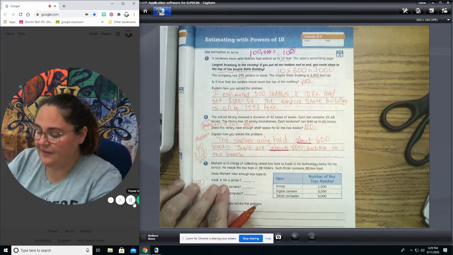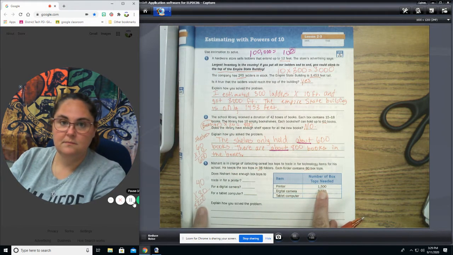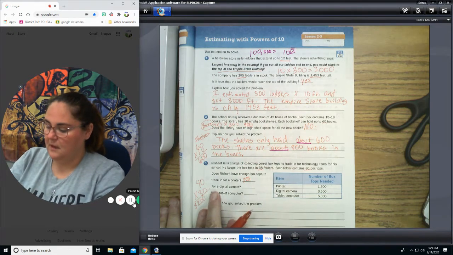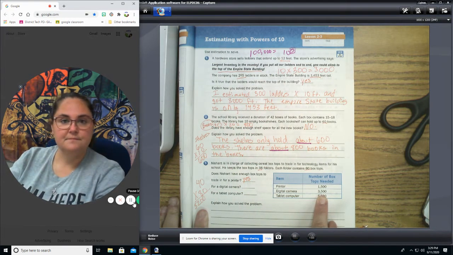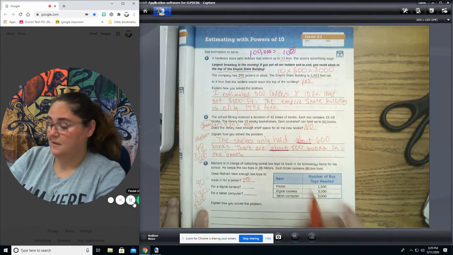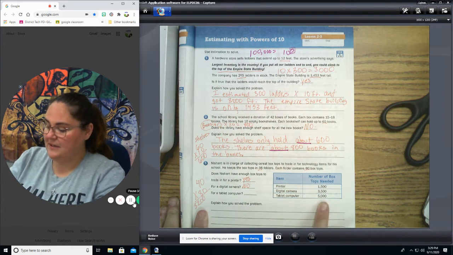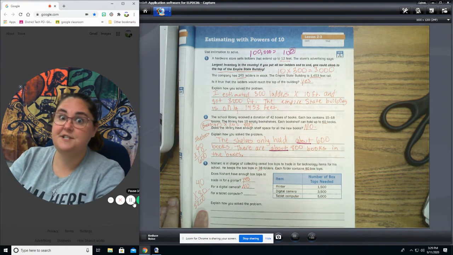Now, do I have enough to trade for a printer? Yes. Do I have enough to trade for a digital camera? No. Do I have enough to trade for a tablet? Definitely not.